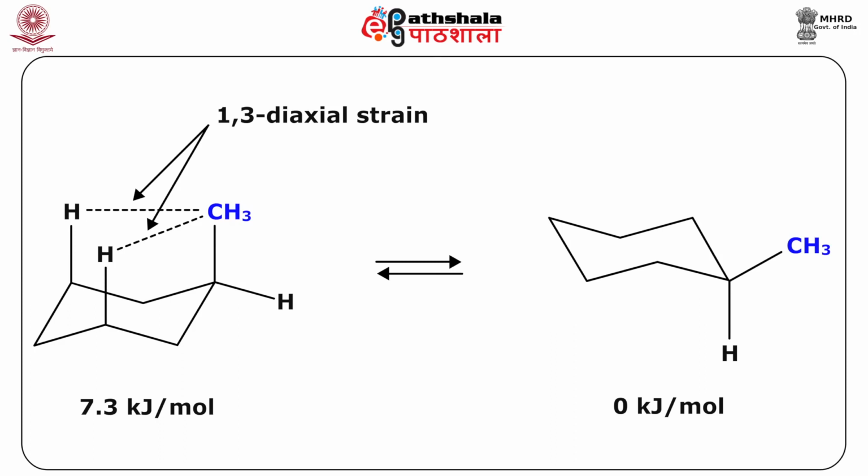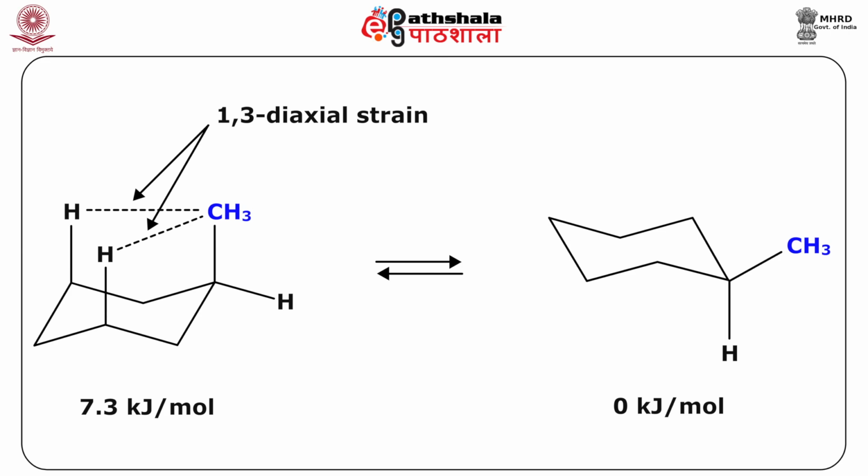Now, where the substituent can be placed, you can either place it on the axial bond or you can place it on an equatorial bond. Let us take methyl group as a substituent for conformational analysis of monosubstituted cyclohexane. The 2 possibilities we have are either the methyl group occupies axial position or it occupies equatorial position.